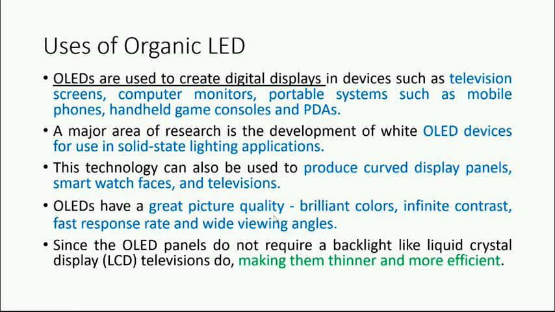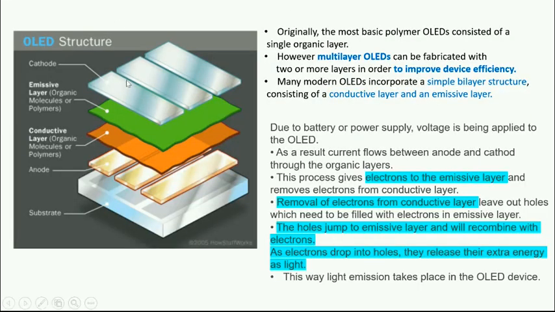Since OLED panels do not require a backlight like LCD televisions, they are very thin and more efficient. Energy efficiency is one of the main advantages of OLED. Okay, so this is an OLED panel. This is very important from an examination point of view. This is the cathode, this is the anode. In between, we are applying the potential. This is a substrate, and there are two layers here. The upper layer is the emissive layer, and the lower layer is the conductive layer.